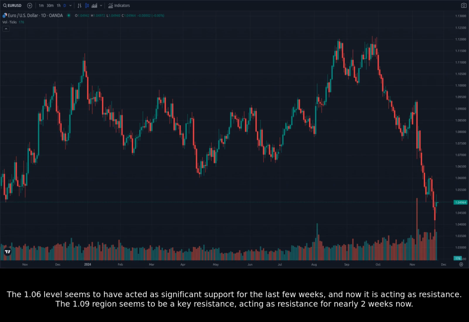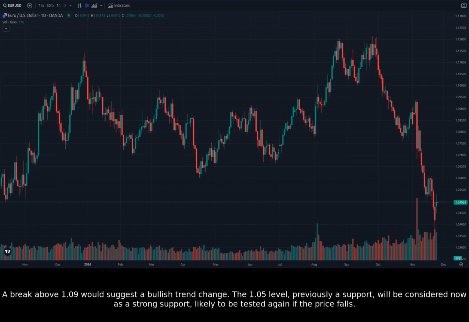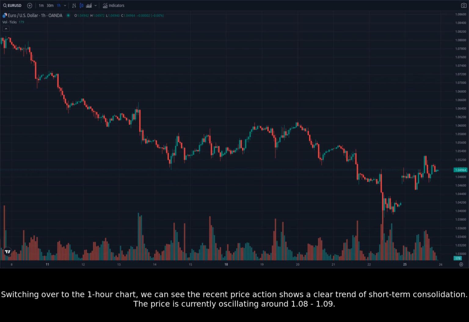is acting as resistance. The 1.09 region seems to be a key resistance, acting as resistance for nearly 2 weeks now. A break above 1.09 would suggest a bullish trend change. The 1.05 level, previously a support, will be considered now as a strong support, likely to be tested again if the price falls.